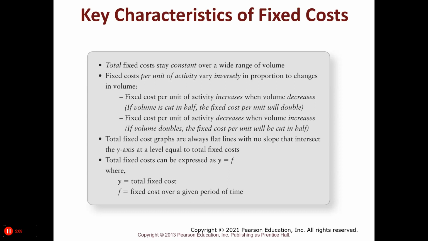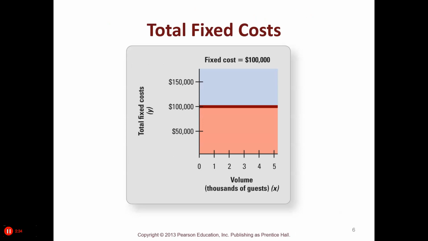Total fixed cost graphs are always flat lines with no slope that intersect the y-axis at a level equal to total fixed costs. Total fixed costs can be expressed as y equals f. Y equals total fixed cost, F equals fixed cost over a given period of time. So let's take a look at a graph. So this is what it would look like for fixed costs, a straight line. A good example might be your rent.